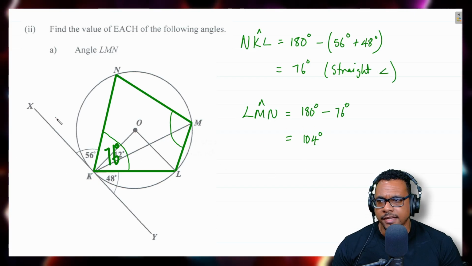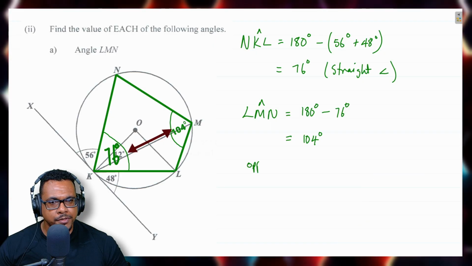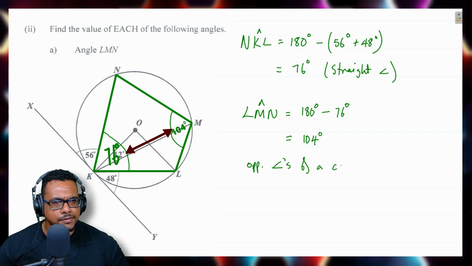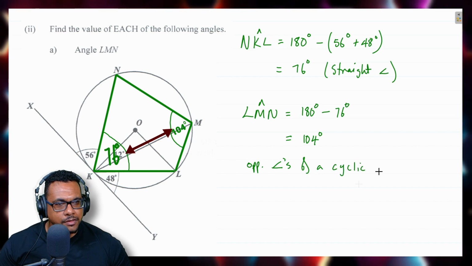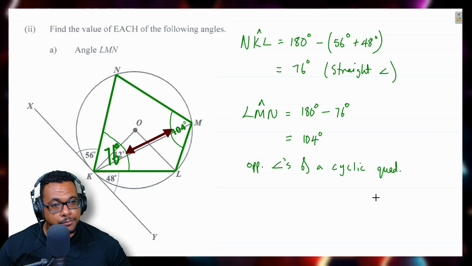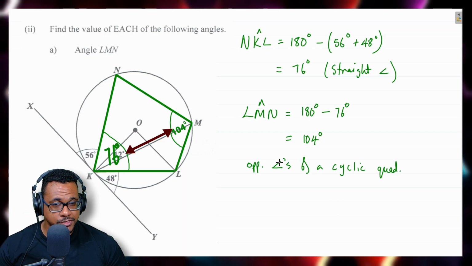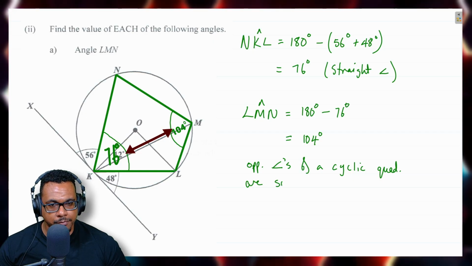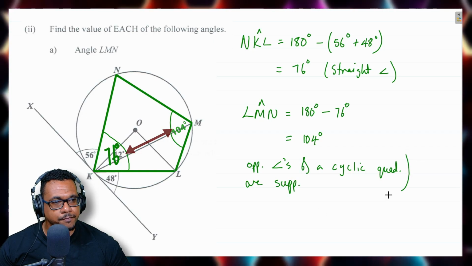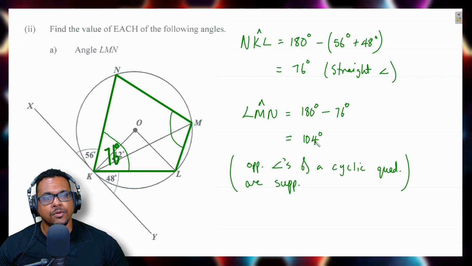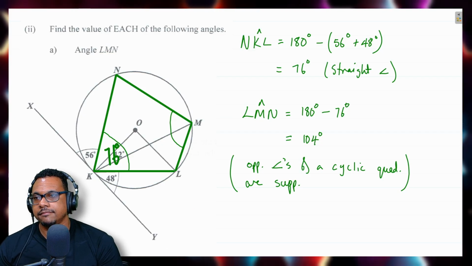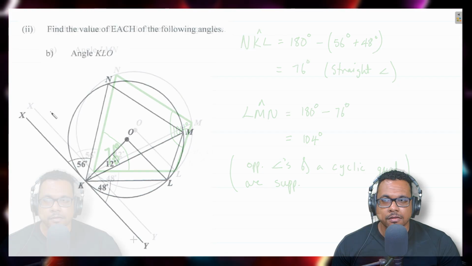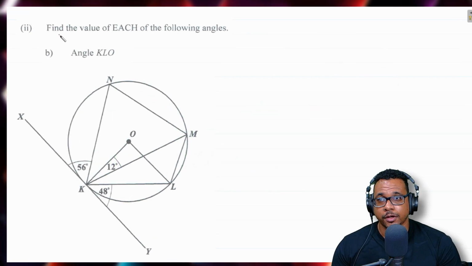And for this one, I'll write the opposite, OPP for opposite, angles of a cyclic QUAD full stop, which is short for quadrilateral. So opposite angles of a cyclic quadrilateral are supplementary. I'll put SUPP full stop for supplementary. All right, so this is your answer for angle LMN. It's 104 degrees.